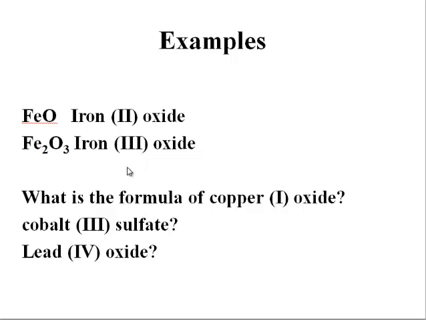All right. Go ahead and attempt the following. Stop the presentation and attempt the following examples before moving on to see the solutions. You should be able at this point to write down formulas for copper 1 oxide, cobalt 3 sulfate, and lead 4 oxide.